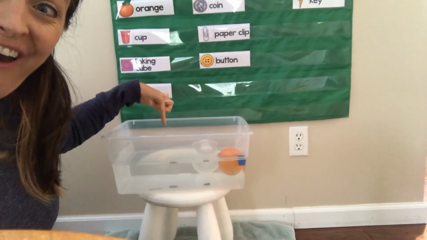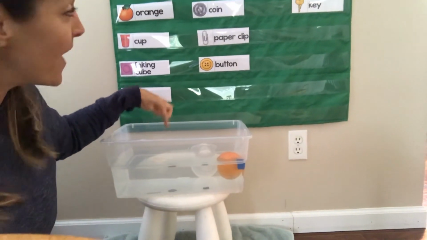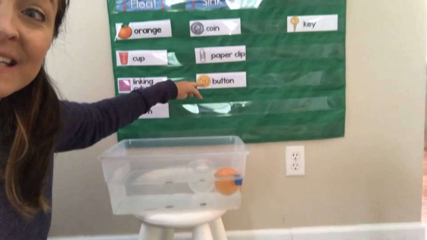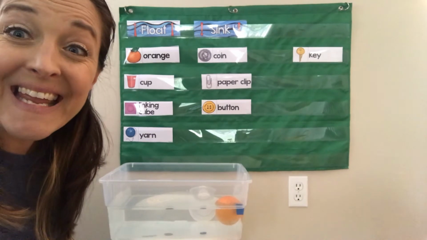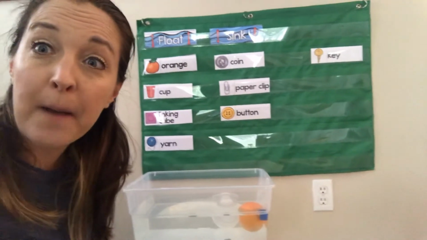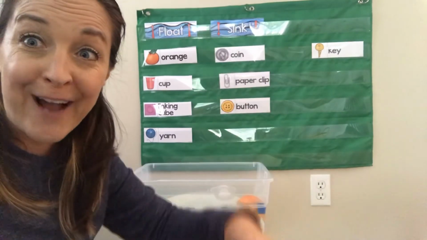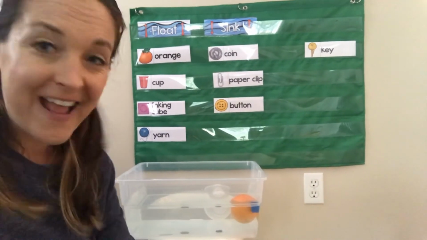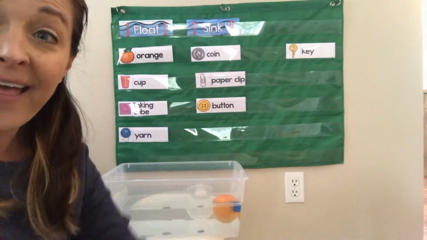Did you see it fall? It went all the way down. We know a button sinks. It's down there with the quarter and the paper clip. Oh my goodness, it went down, down, down, down, down. All right, friends, let's do this one.